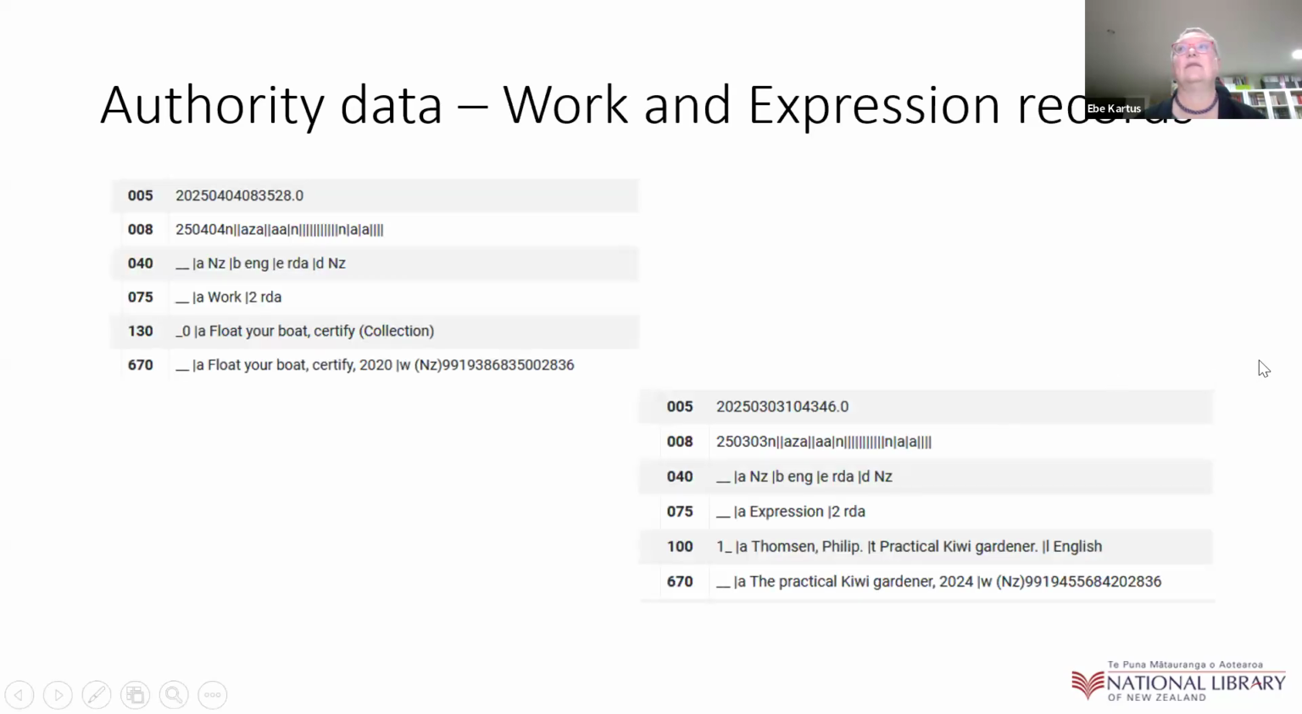And these are the very short authority records that we start with. These will be upgraded, but these are what cataloguers create, and that's what they can then use for elements, for example, manifestation work manifested or manifestation expression manifested.